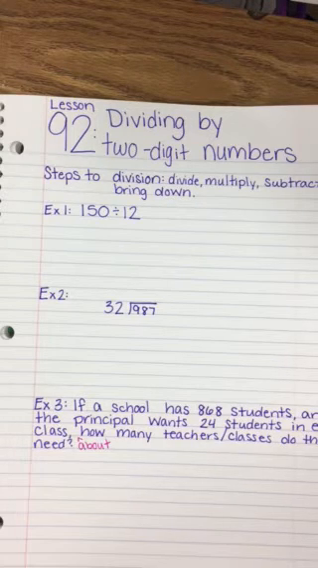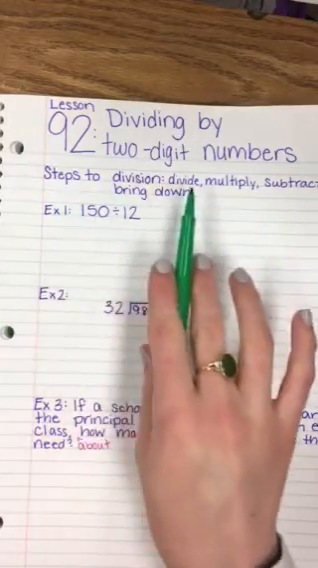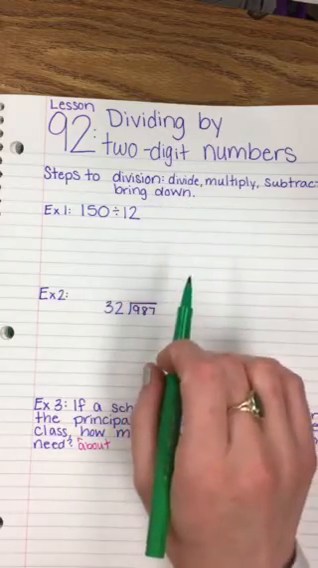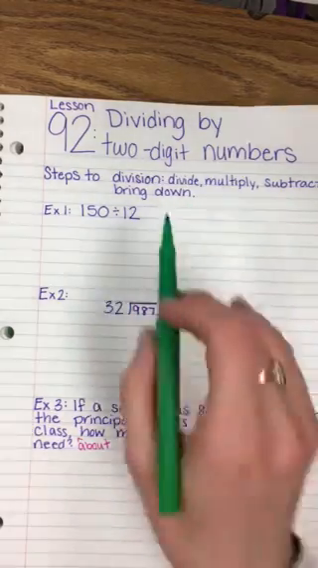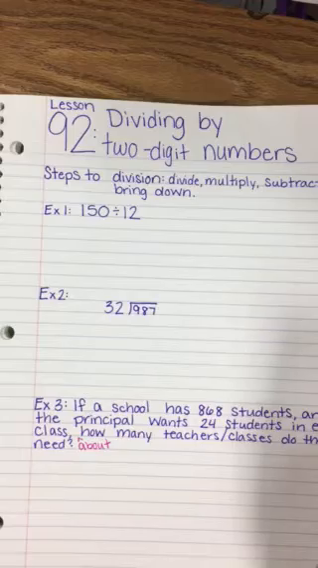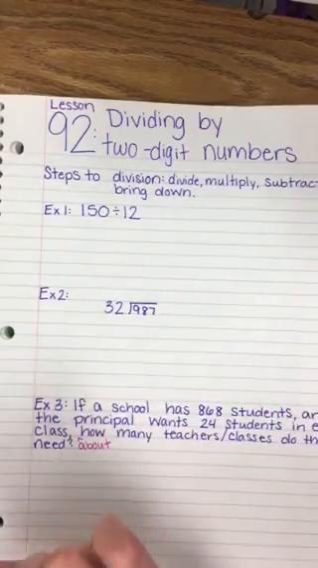When we divide by two-digit numbers, we continue the following 4 steps of division. The steps to division are divide, multiply, subtract, and bring down. When we divide by two-digit numbers, the divide step might take a little bit more thought because we have not memorized all the two-digit multiplication facts. So the first thing we're going to do is start with an example.